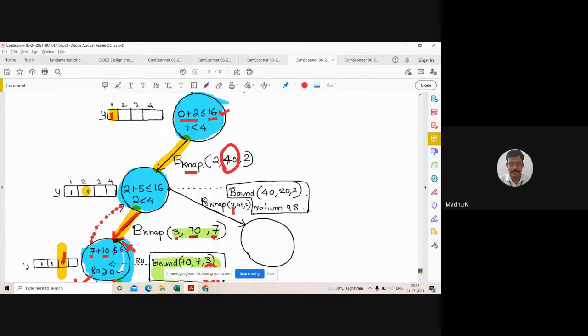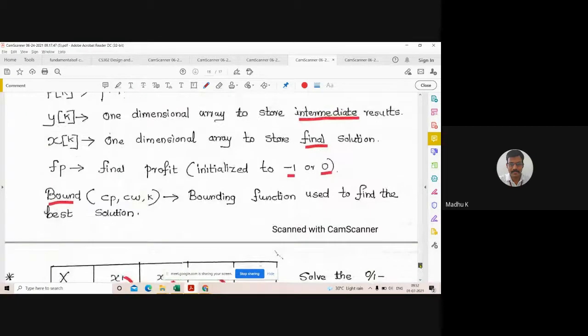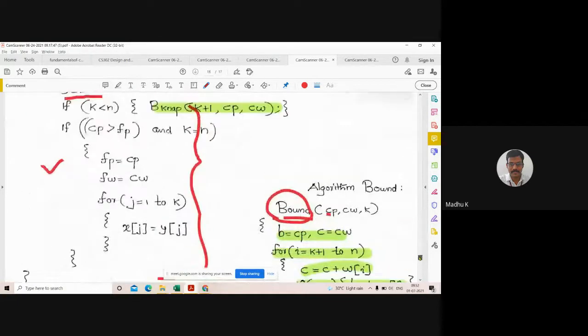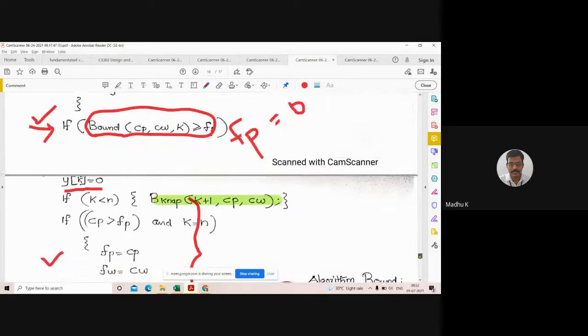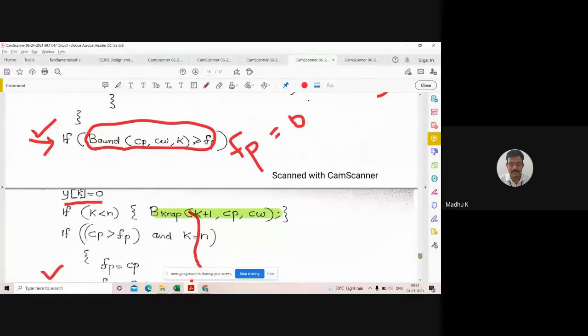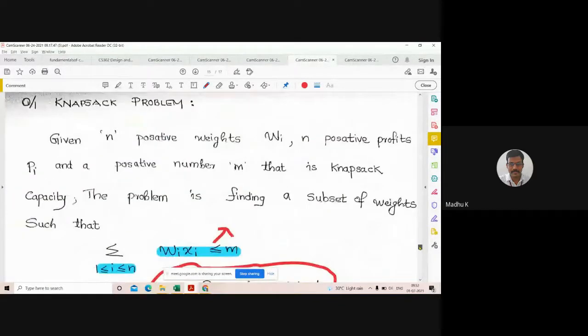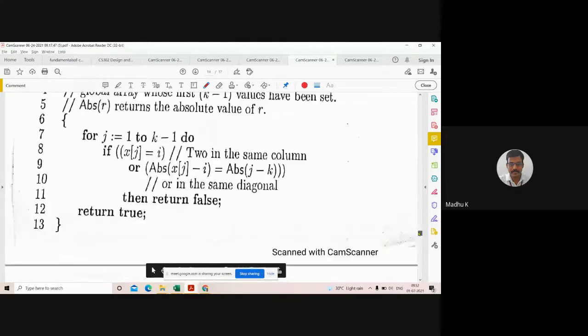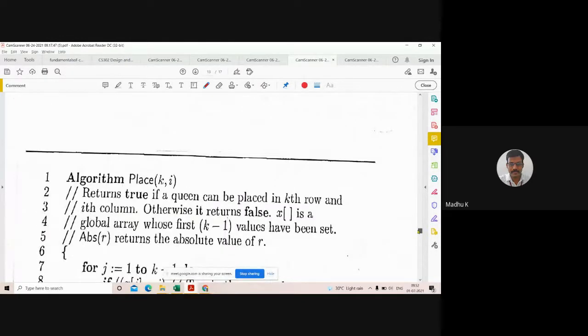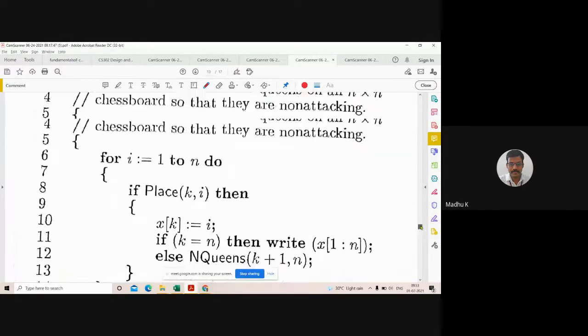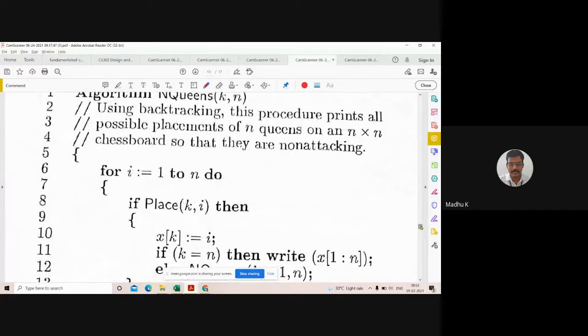And in the university exam, they asked one question, this algorithm they asked. So we discussed the working of the algorithm. So this is about a 0-1 knapsack problem. Before that, we discussed N-Queens problem using backtracking.